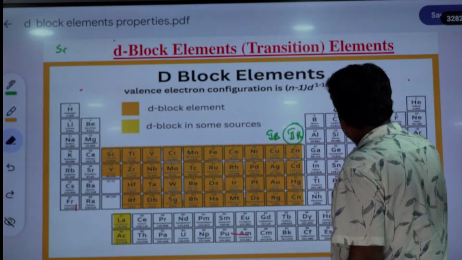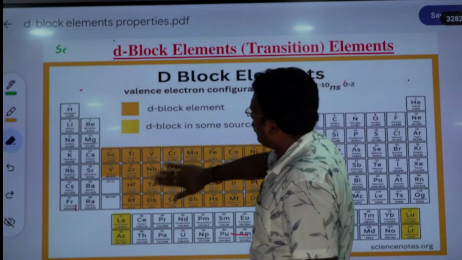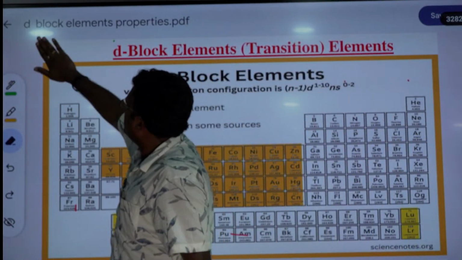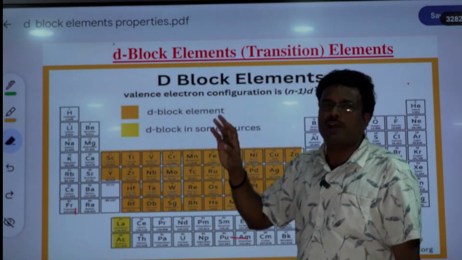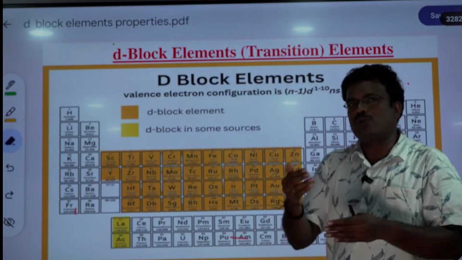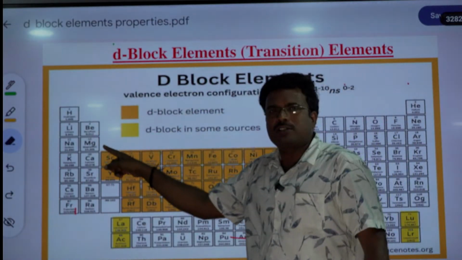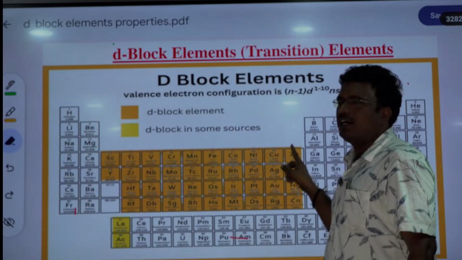Yes. So, D block elements. In the D block, in a D orbital, how many electrons are present? 10 electrons are present. That's why, how many groups are present in the D block? 10 groups are present. So which group started in the D block? 3B started, so the end of the group is 2B.